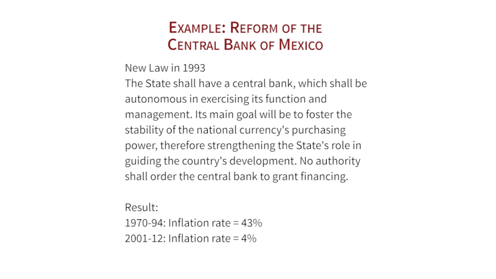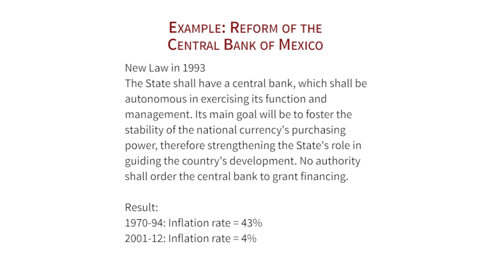No authority shall order the central bank to grant financing. So the word autonomous in the second line, that's that independence, which shall be autonomous. And the last sentence, no authority shall order the central bank to grant financing, is the ability of the central bank to say no to the government. We're not going to finance your deficits. We're not going to make loans. We're going to focus on our job, which is stated in here as well, to foster the stability of the national currency's purchasing power. The results are pretty dramatic. In the years up until this change, the inflation rate averaged 43% per year in Mexico. And in more recent years, the inflation rate's been only a tenth as much, 4%.